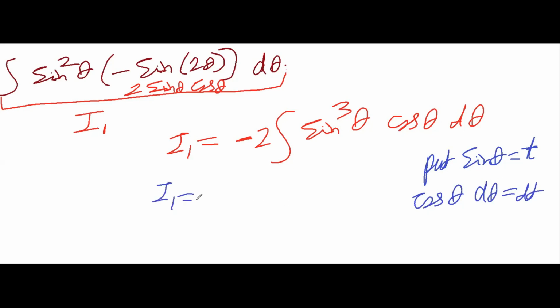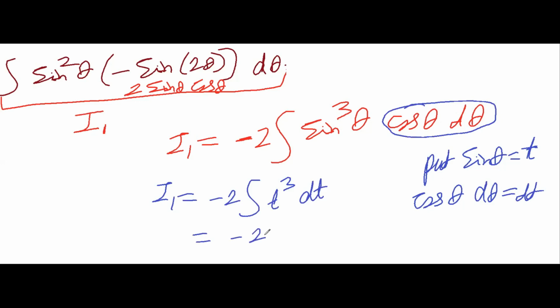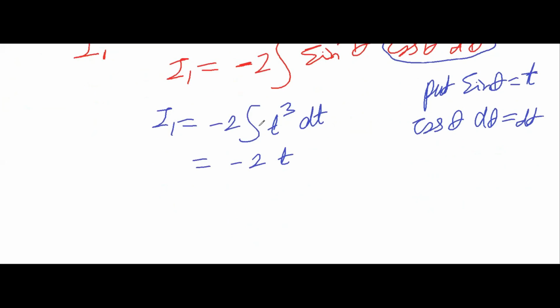So your I1 will be minus 2 integration of t to the power of 3, and cos theta d theta will be replaced with only dt. Now it is easy, right? It will be 3 plus 1 will be 4. So I'm directly writing here 4 upon 4. So what will be the answer? This 2 and 4, 2 ones are 2, 2 twos are 4. So I will get minus t to the power of 4 upon 2. So what is t? t is sine theta. So I'm going to write sine to the power of 4 theta upon 2. So this is my I1.